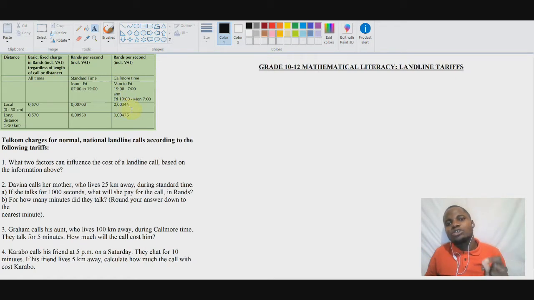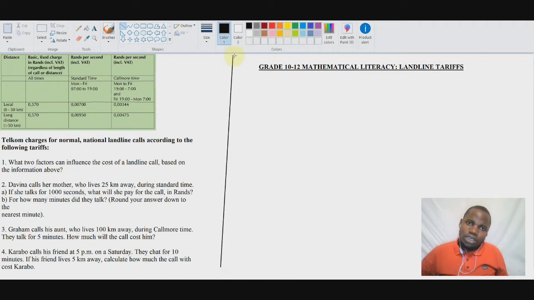Remember last time I told you how you calculate the cost. You say used times the certain tariff, okay? Now let's look at these questions. Let's open some space and divide our page so that we'll be able to see. Now I've finished teaching the whole topic.